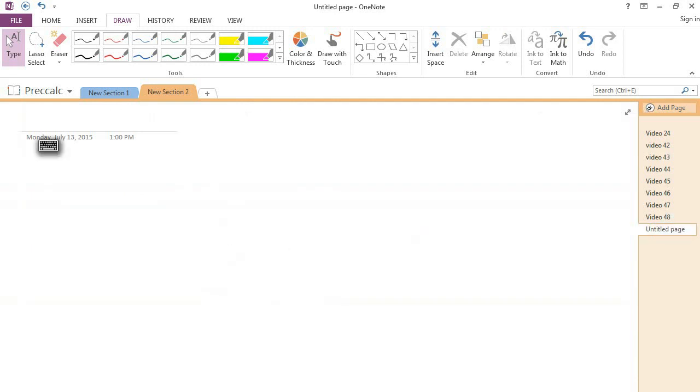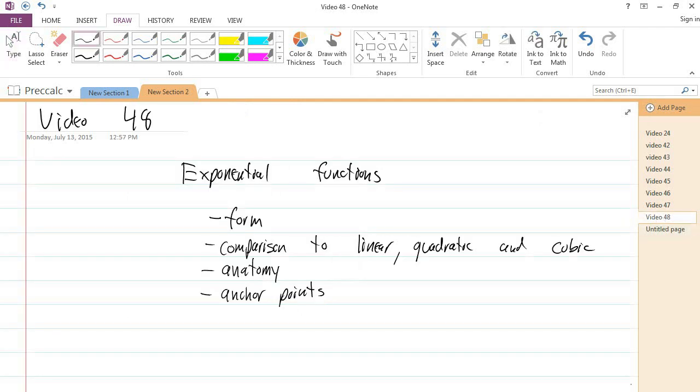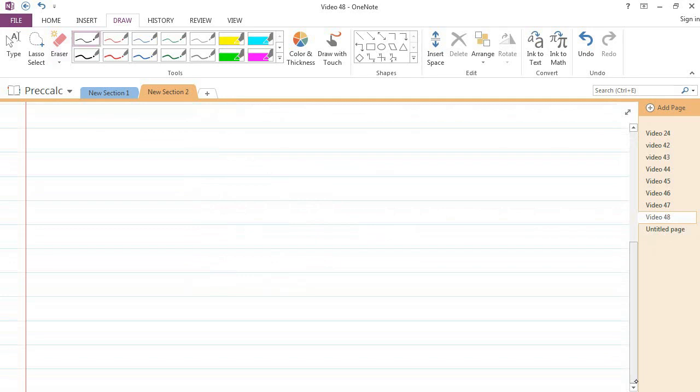An exponential function is any function of the form f of x equals b to the x, where the b is what we call the base of the exponential function. The base has to be positive, and it cannot be 1, because if it's 1, it's super boring.